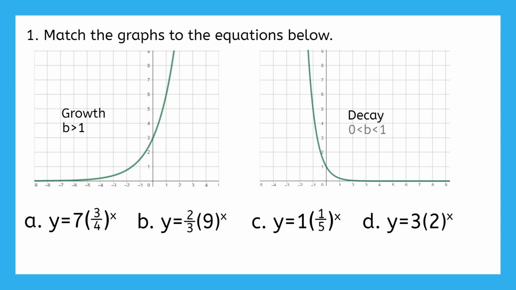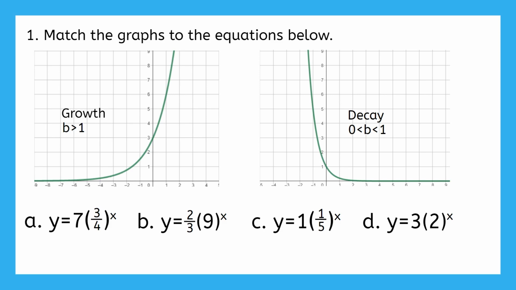Since this curve represents exponential decay, the b value has to be less than 1. Well, I know that the first graph has to have a b value greater than 1, so it can't be a or c. It has to be b or d. And likewise for the second graph, if b is less than 1, then it has to be a or c. So how do we narrow down our choices further?